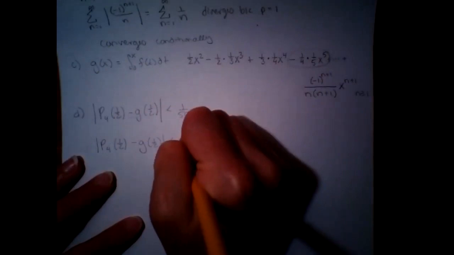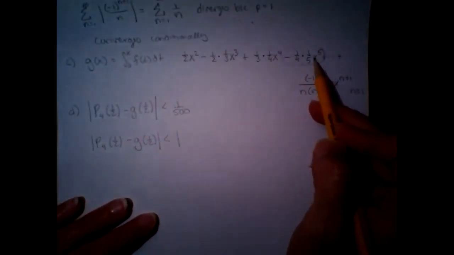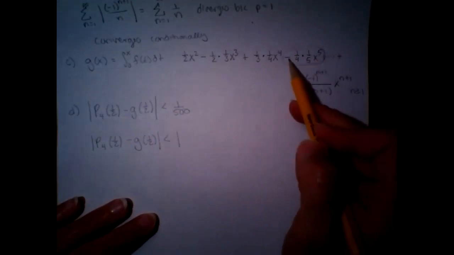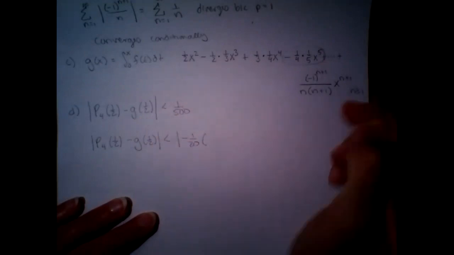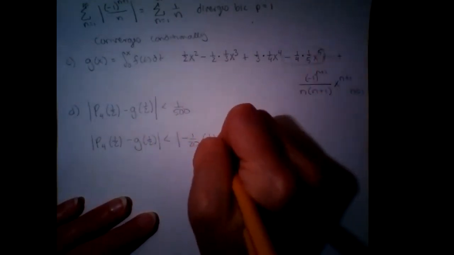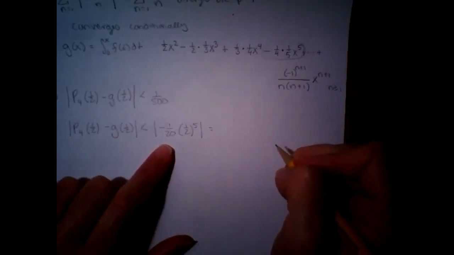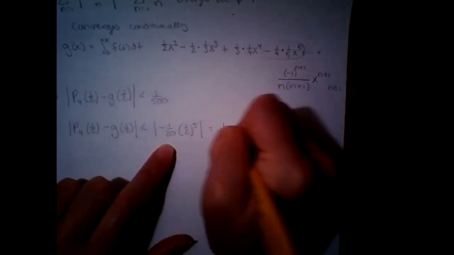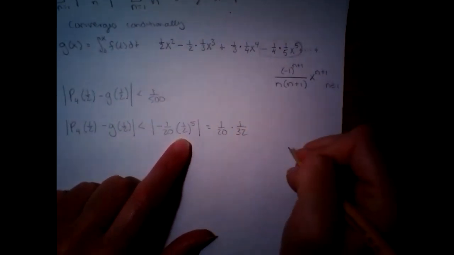All right, so that's going to be less than the absolute value of this term, and x is a half. We want to evaluate it at a half. So this would be negative a 4th times a 5th, which would be 1/20th, and then 1/2 to the fifth. And so when we take the absolute value, it'll be positive. It'll be 1/20th times 1/32. So 1/32.